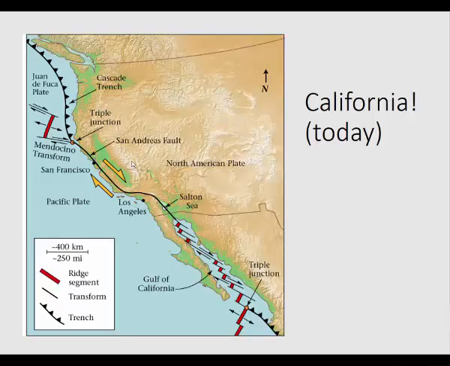And California is a famous or potentially infamous location where this kind of transform activity occurs. And not all of California experiences this type of motion. We already mentioned that the very northern part of California exists along a subduction zone. But Central and Southern California exists in a transform boundary location where the North American plate is moving in an opposite direction from the Pacific plate that exists off to the west.